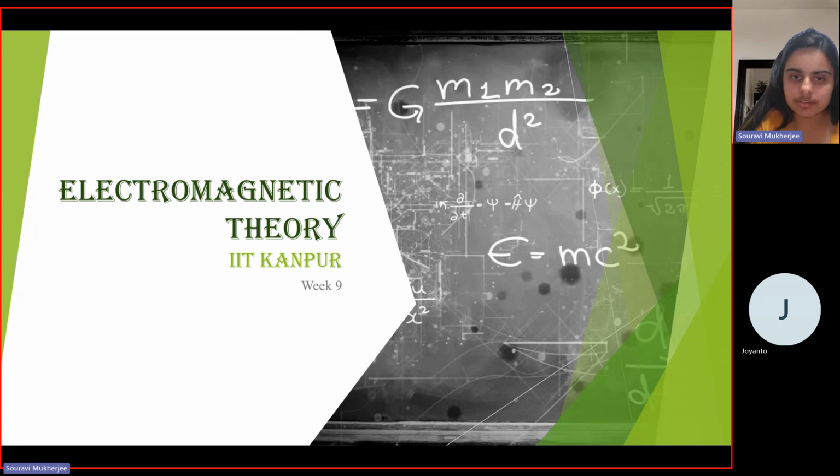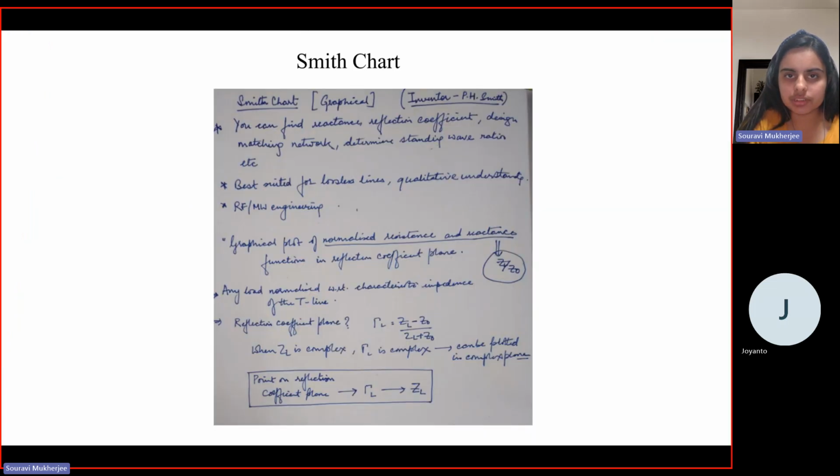So in today's class, we'll try to see how graphically one can use Smith charts to estimate reactances, standing wave ratios, or find out what could be the matching parameters for a circuit. Okay, so we'll try to learn about Smith charts and we'll also talk about impedance matching. Okay, so what is Smith chart?